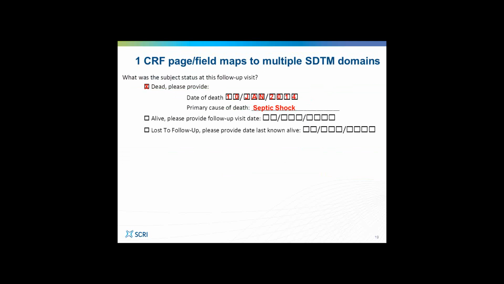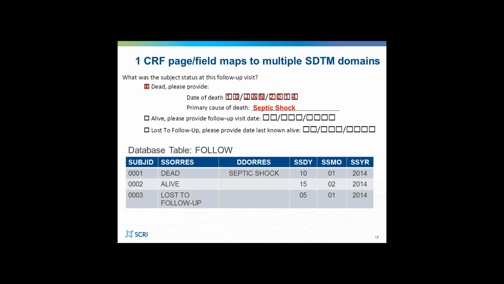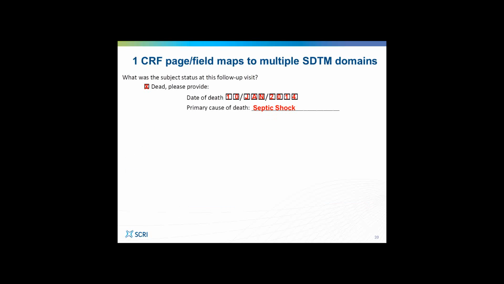To make it even more complicated, sometimes even one CRF field may map to multiple SDTM domains as well. Here we have an example showing the survival status page, asking what was the subject status at this follow-up visit. If the patient died, you would collect the date of death and also the primary cause of death. On the database itself, you'll have all the information in one data table. However, when you go into SDTM, this information needs to go into 3 separate domains.